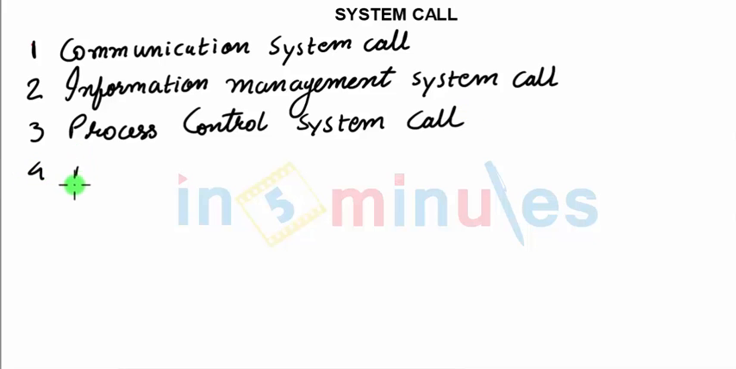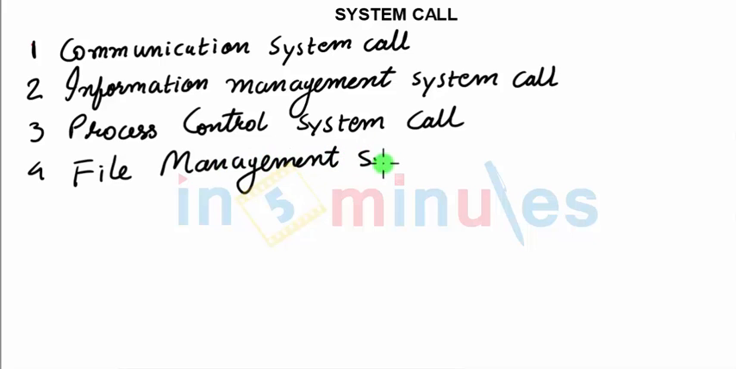The fourth one, the most common what we need, is the file management system call. When you talk about file management system call, it's the most common system call which we use day and night. Why? We copy a file, we open a file, we read a file, we create a file, we delete a file. All this can be done by the file management system call.